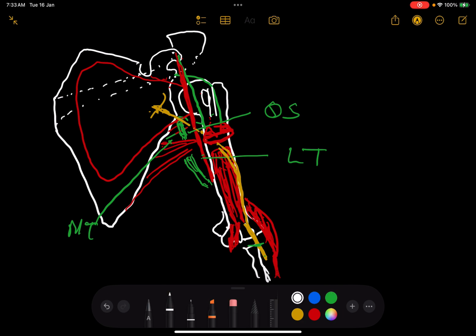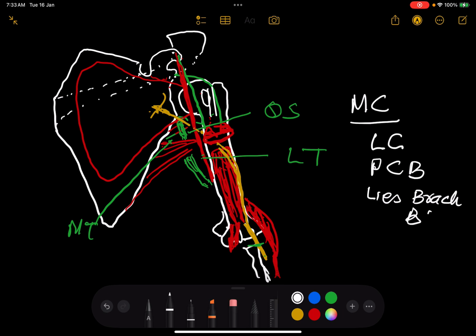So we'll put all these steps. Musculocutaneous starts as lateral cord, pierces coracobrachialis, lies between brachialis and brachioradialis, supplying both, then lies between brachialis and biceps on the medial side and brachioradialis on the lateral side.